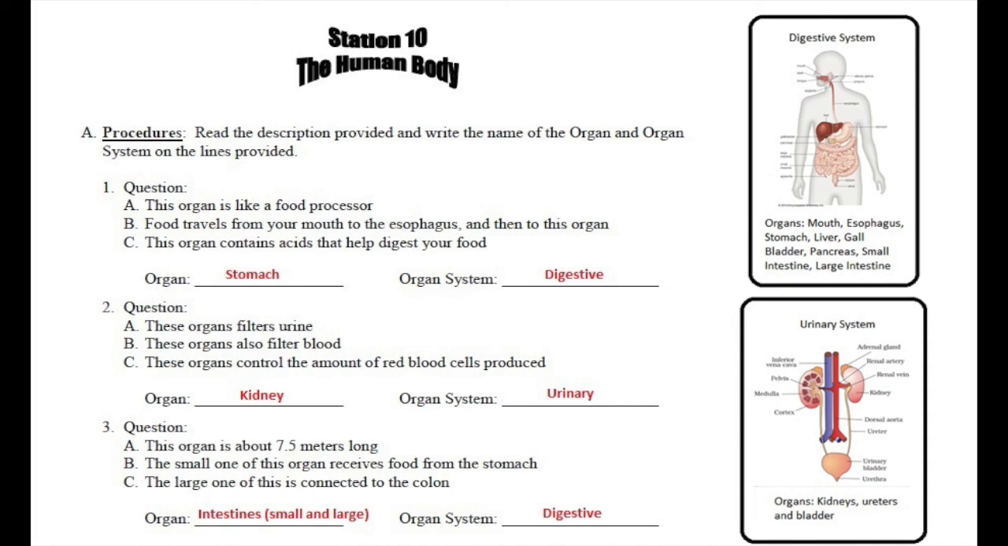All right, human body. Question number 1 is talking about the stomach as part of the digestive system. Question 2 is talking about your kidneys, which are part of your urinary system. Question 3 is talking about your intestines, both your small intestine and your large intestine, and that both of those are part of the digestive system.